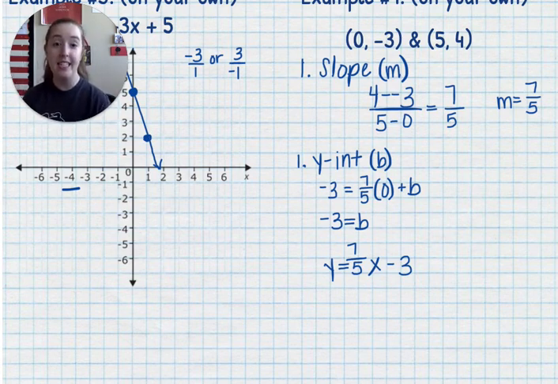The one thing I did want to mention to you is that if you saw 0, negative 3 and you thought, that guy's my y-intercept, so you knew that the y-intercept had to be negative 3, so you didn't go through and solve for b, totally fine, okay? Just whichever way you want to approach it is totally fine with me.